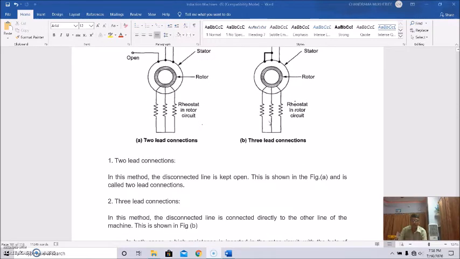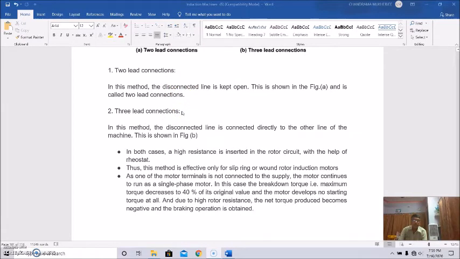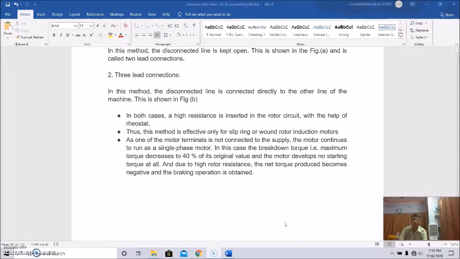It is possible to have this dynamic or rheostatic braking with slip-ring induction motors only, because the rheostat in the rotor circuit is connected to increase the rotor resistance. In this case, the motor runs as a single phase motor, and the breakdown torque, that is the maximum torque, decreases to 40% of the original value. Since it is a single phase motor, it cannot develop starting torque at all, and due to the high rotor resistance, the net torque produced becomes negative and the braking operation is obtained.